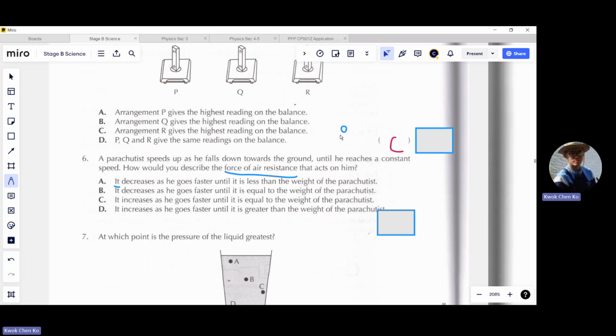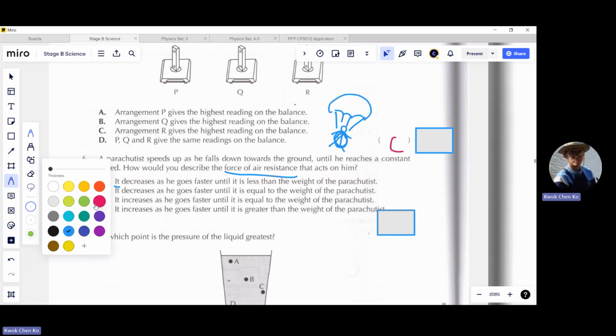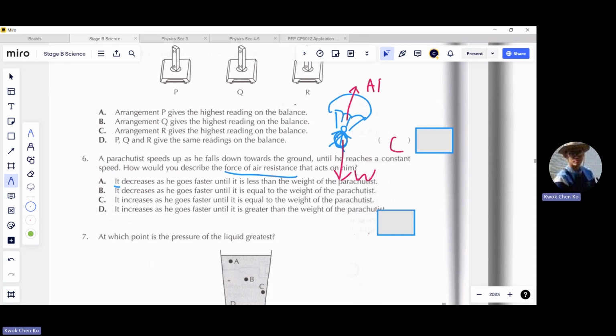Ashton, let's go back to basics. This guy is falling down. Okay, let's draw him. What are the forces acting on him, on the whole thing as a whole? Weight. Yes, of course, there's weight. What else? Where's air resistance? Downwards, upwards. Okay, they are separate forces. Back to the question.